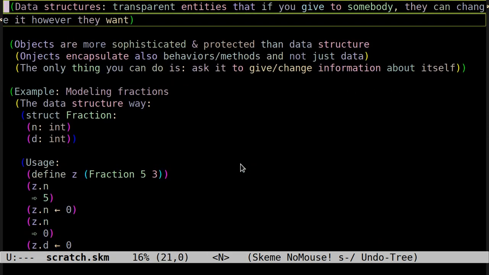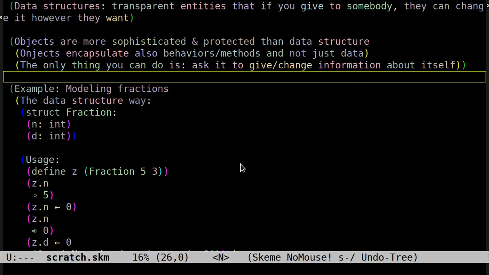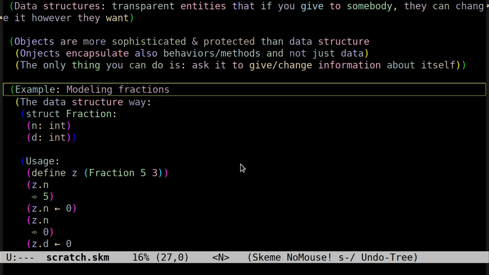What Alan Kay meant by data structures is that they are transparent entities that if you give them to somebody, they can change them however they want. Objects are more sophisticated and more protected because they also encapsulate behaviors and methods, not just data. The only thing you can do when you have an object is ask it to give information about itself or to change some information about itself.